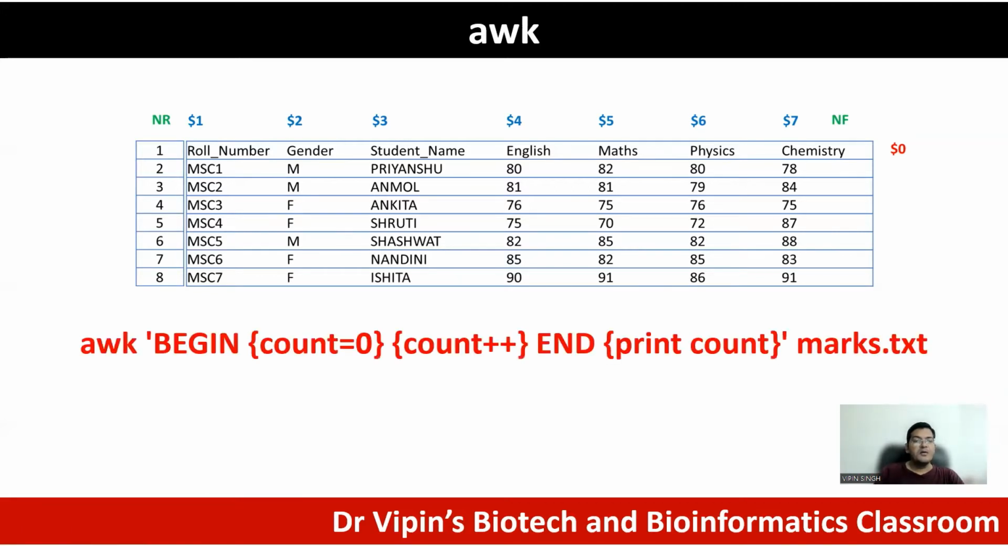So here you are. First you say awk, then you open your apostrophe, you say BEGIN in capital letters, then you initialize your counter, count equals 0. Because this is the process, it is within the curly brackets. So the count is initialized to 0 even before the file is being read. Then as the file is being read, for every line, the count is being incremented by 1. Once the end of file is reached, you say END, and now you're printing the total number of lines read by saying print count. And then of course you give your file name marks.txt.